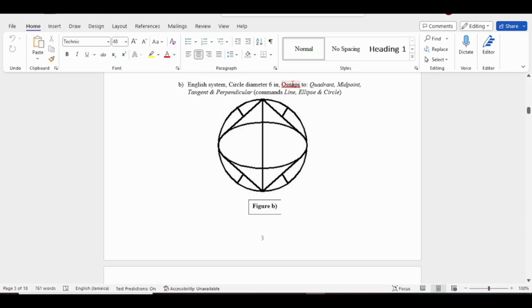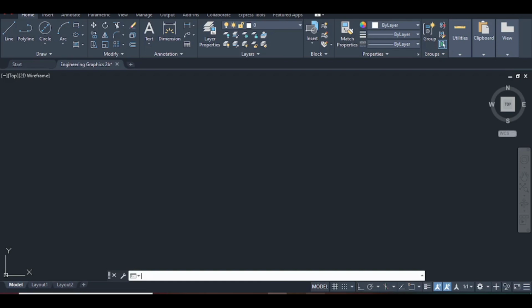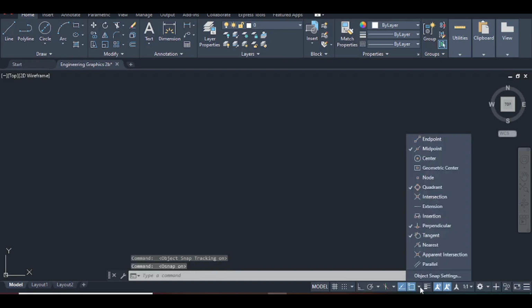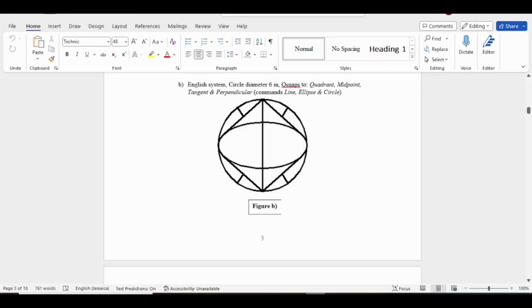So object snaps that should be on are quadrant, midpoint, tangent, and perpendicular. Okay, so turning snaps on. Right here we already have midpoint, quadrant, perpendicular, and tangent on. So the only commands that should be used to complete this drawing are line, ellipse, and circle. So first we have the circle diameter, 6 inches.